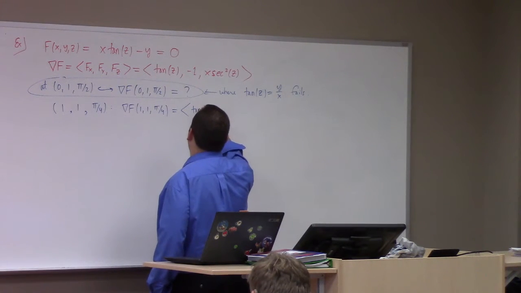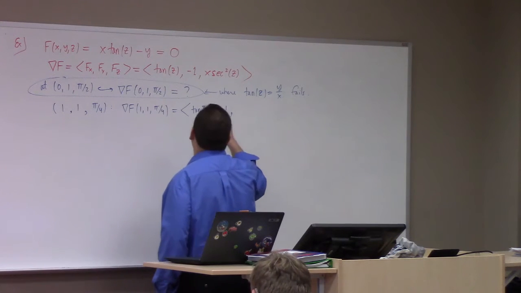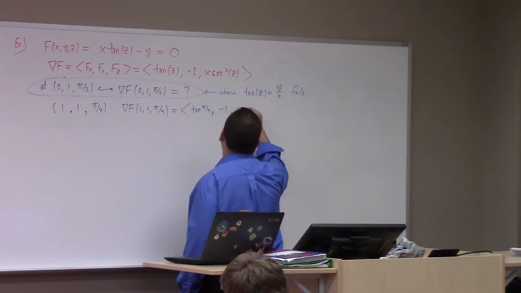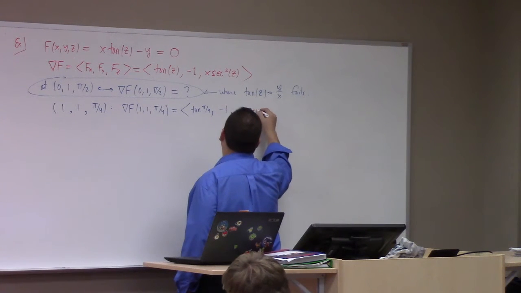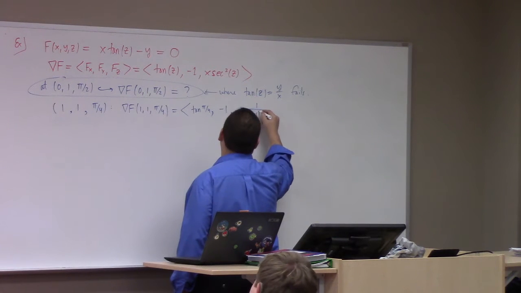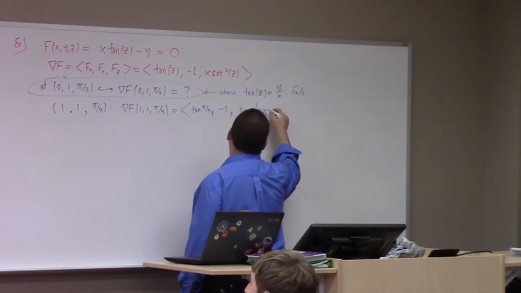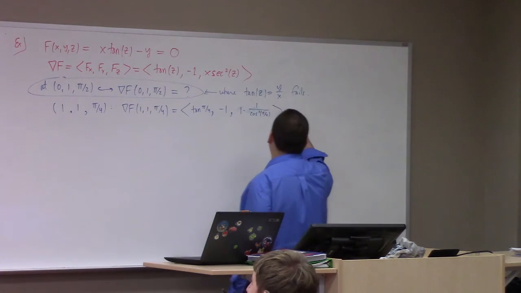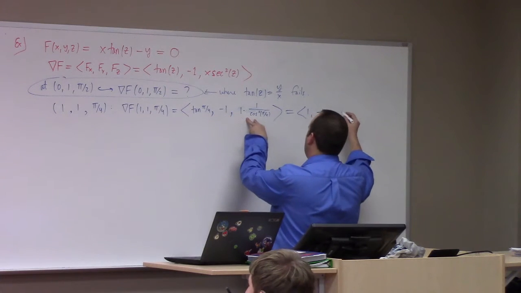Tangent pi over 4, right? Minus 1. X, which is 1, times this, what? Secant squared. I'm just going to rewrite that as 1 over cosine, right? 1 over cosine squared of pi over 4, right? I don't know if you can recognize it or not, but this is 1, minus 1, and that's 2.